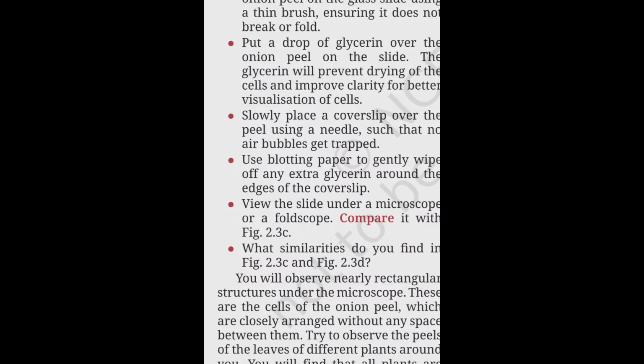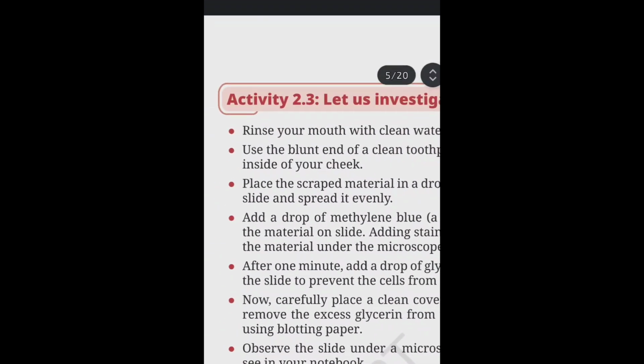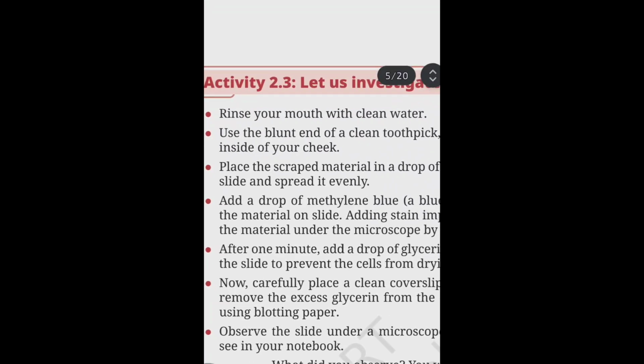Now the next activity in your book is Let's Investigate. That activity is about how you can observe an animal cell, and how it is different from a plant cell. All these things we will be discussing in the next video. The next video will begin with the animal cell observation, and the activity in which we are able to see the animal cell under the microscope.